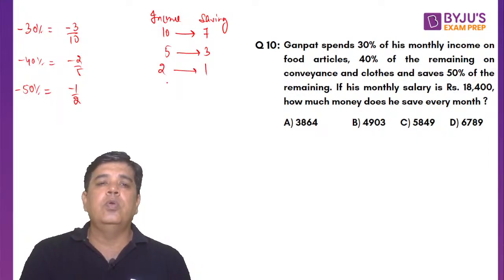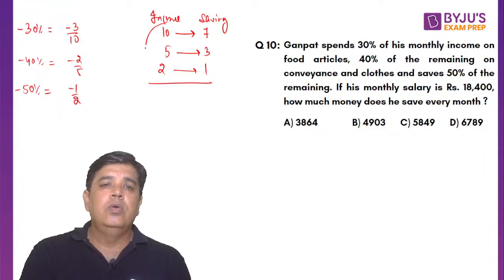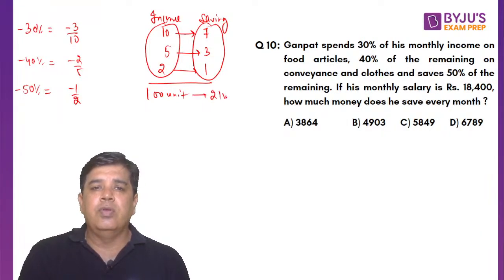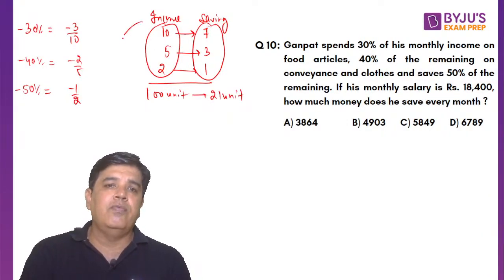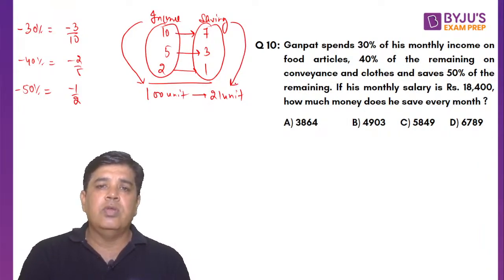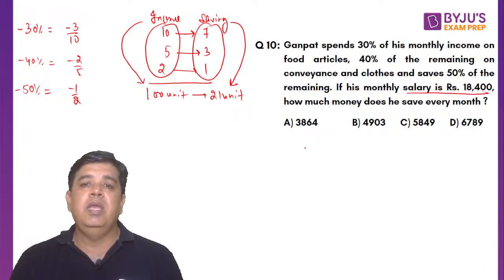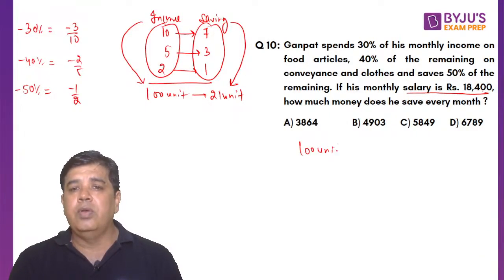So from 2, 1. Now I told you, multiply the numbers on the left side, 100 units. Multiply the numbers on the right hand side, 21 units. So if the income of the person Ganpat is 100 units, then his saving is 21 units. We are given his salary, means income. So 100 units is 18400. So value of 1 unit will be 184 rupees.